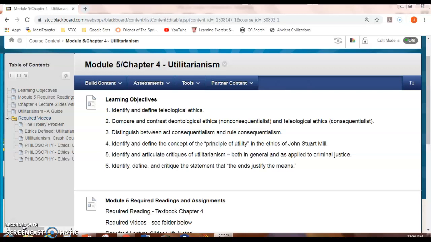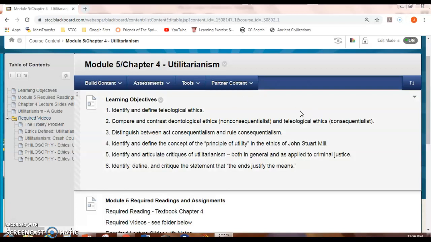This is Criminal Justice Ethics. We are in Module 5, Chapter 4, which will be looking at utilitarianism. This is the last bit of the ethics philosophies, schools of thought. From after this week, we're going to start moving in now, applying these to areas of criminal justice ethics.